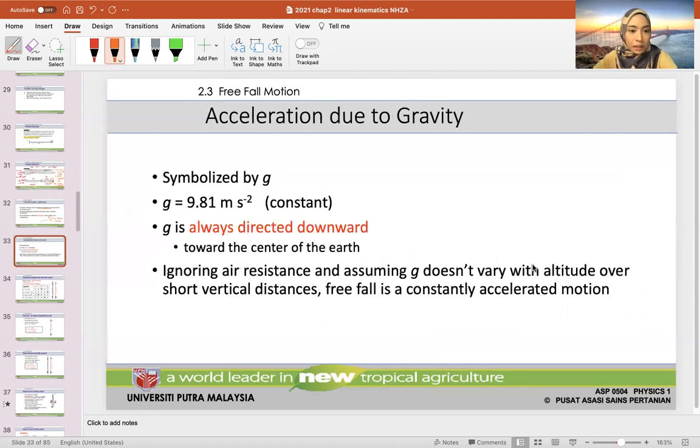Okay, and then we typically write this as g. I think you know this. g is equal to 9.81. Remember, it's a vector, so if you're going down, it's a negative. If it's going up, it's a positive. But when does it go up? It doesn't ever go up, right? And then it is always toward the center of the Earth.